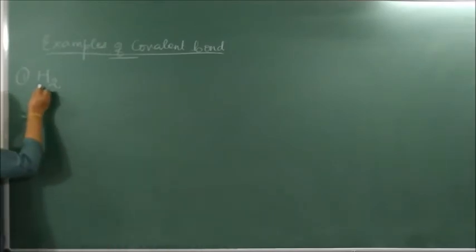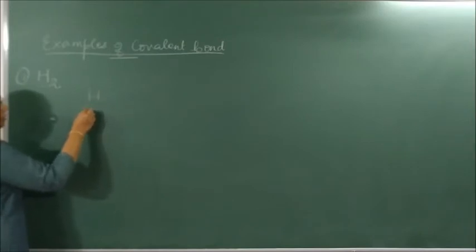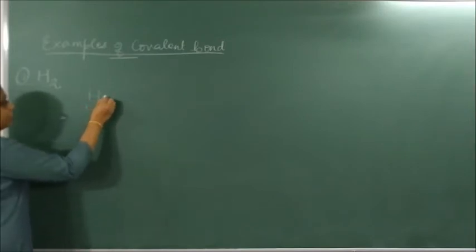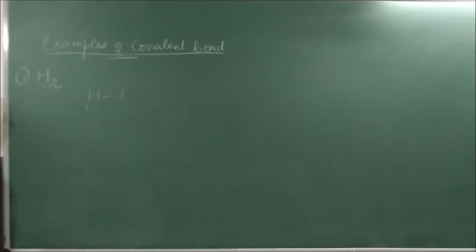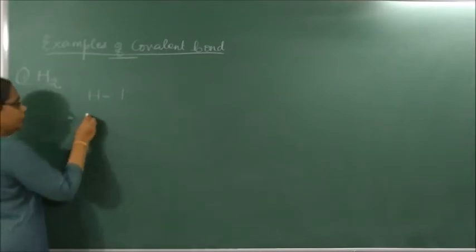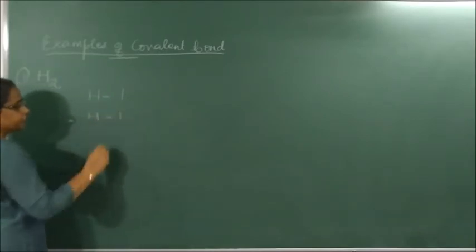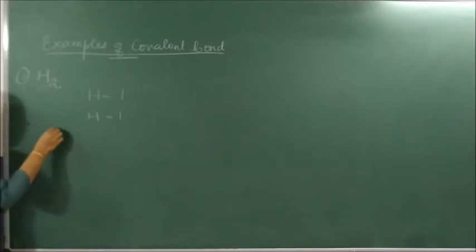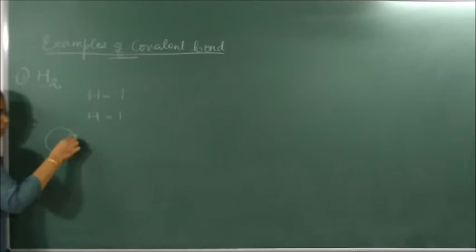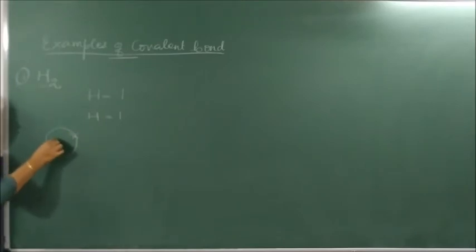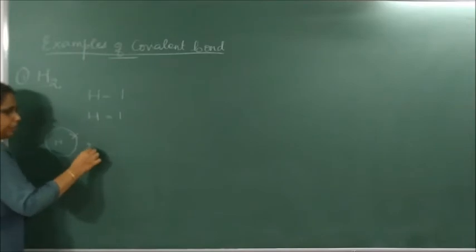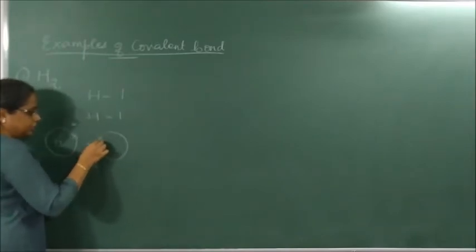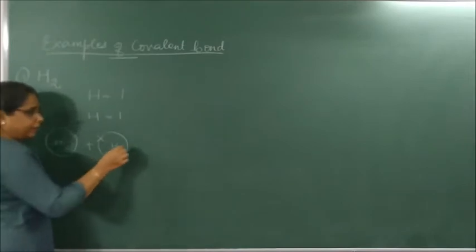So let us see. First, hydrogen has atomic number 1. So it has only one shell and it has how many electrons? 1 electron. How many hydrogen atoms? 2 hydrogen atoms. Both have how many electrons? 1 electron. It has only one shell, so it requires how many more? One more. This is one hydrogen, correct? Only its valence shell is shown. It combines with another hydrogen. Fine?